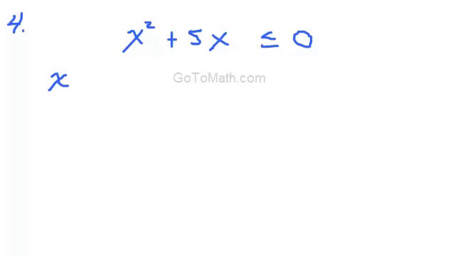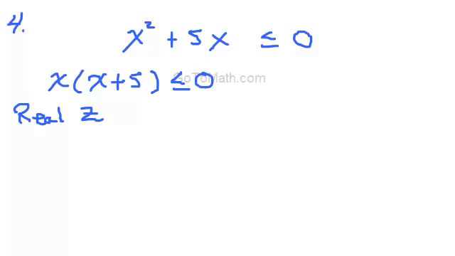We're going to have x, just pulling an x out there, and an x plus 5 is less than or equal to 0. Okay, so the real zeros, not the fake ones, are going to be 0 and negative 5, right? That's what makes this side 0. Plug 0 in, 0 times the number is 0, and plug negative 5 in, negative 5 plus 5 is 0.